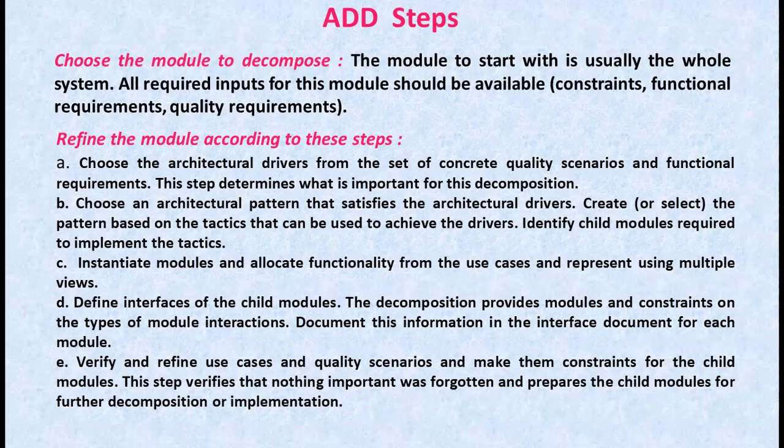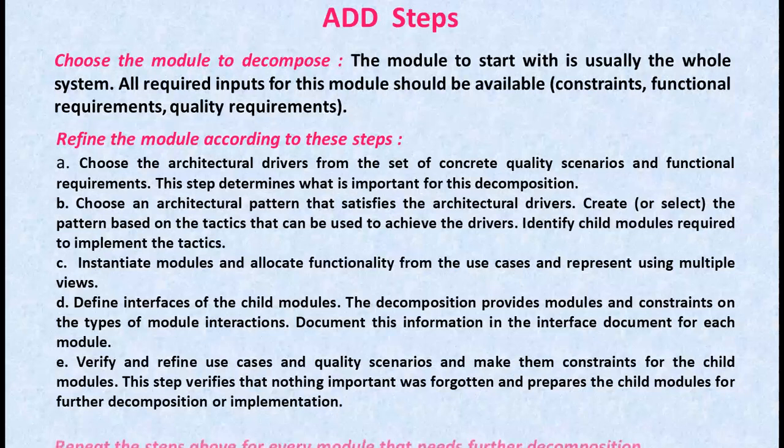Here the decomposition provides modules and constraints on the types of the module interactions. Document this information in the interface document for each module. Then we need to verify and refine use cases and quality scenarios and make them constraints for the child modules. This step verifies that nothing important was forgotten and prepares the child modules for further decomposition or implementation. Then in the third step, we need to repeat the steps above for every module that needs further decomposition.